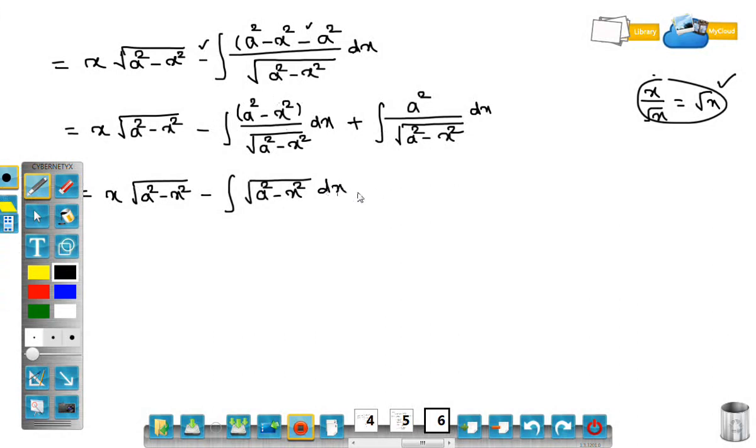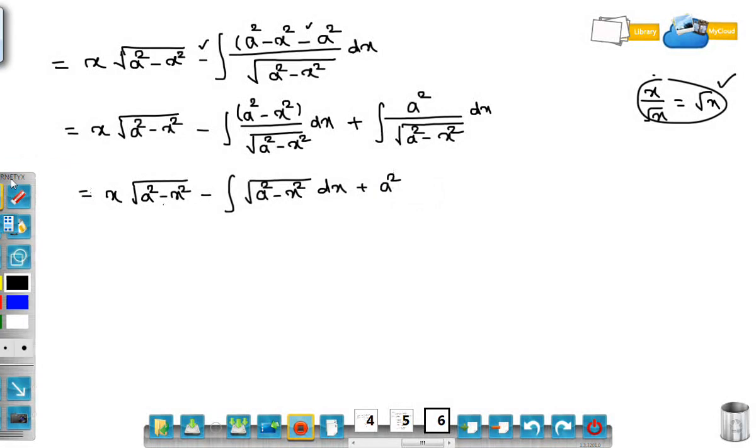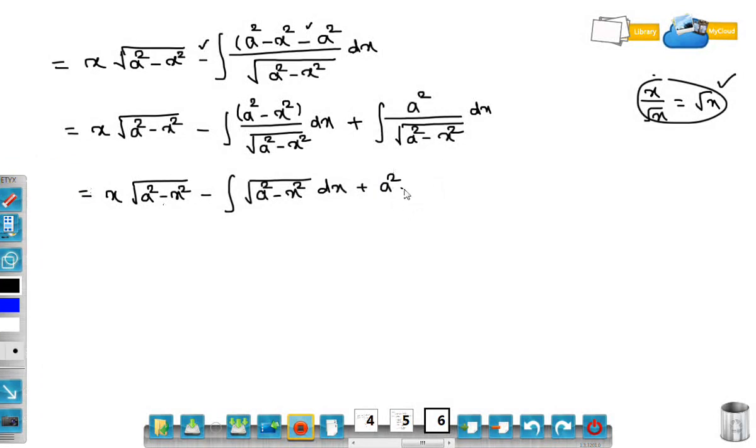dx as it is. This numerator a square can be taken outside, it is a constant, and there is a formula for the integral of 1 upon under root a square minus x square, which is simply sine inverse of x by a. I will call this some constant of integration c1.